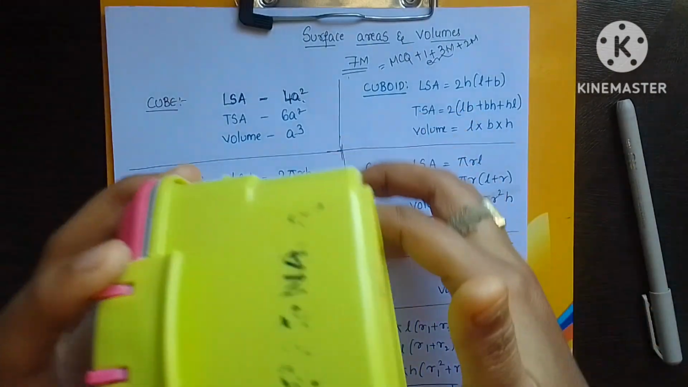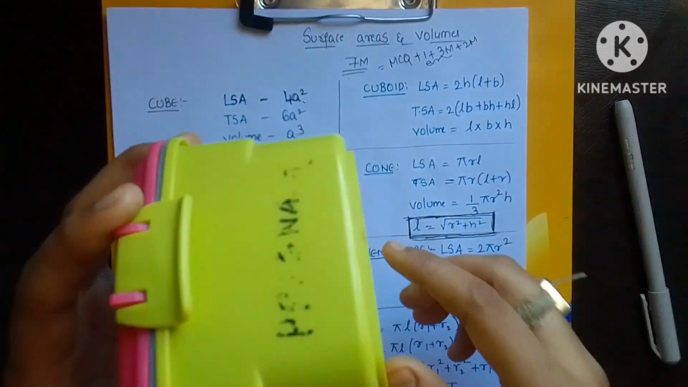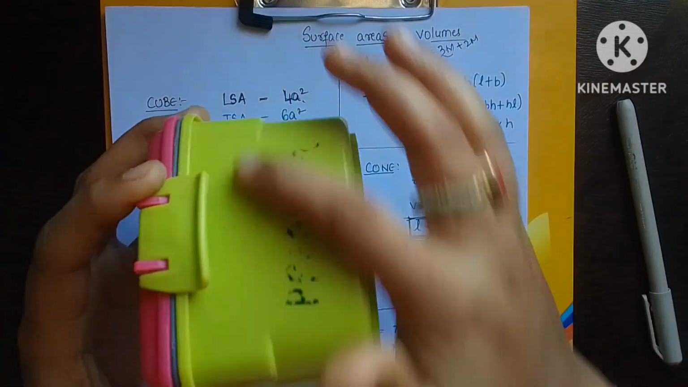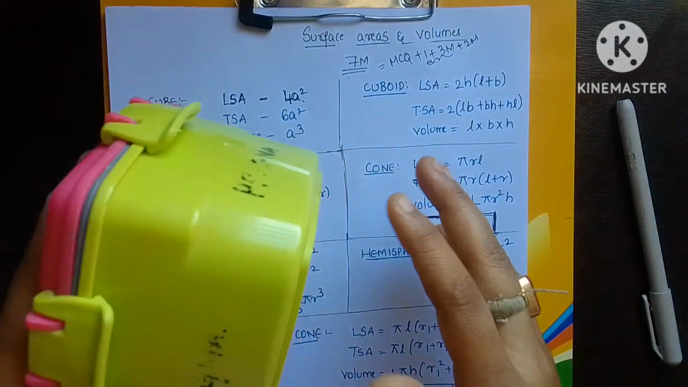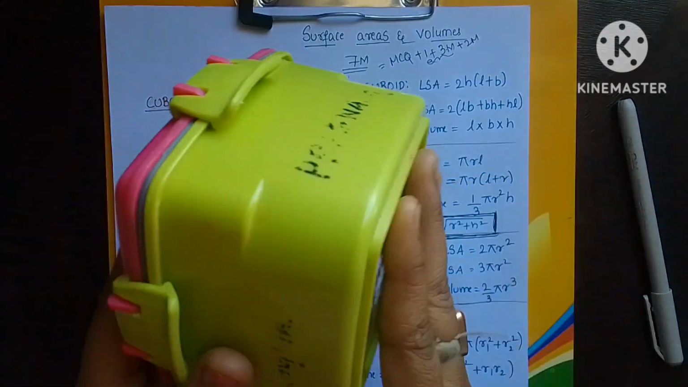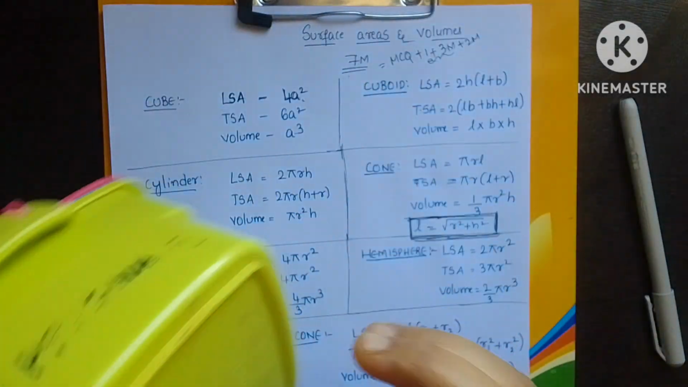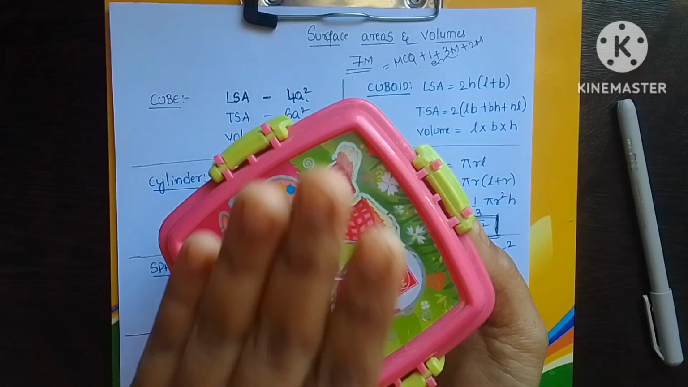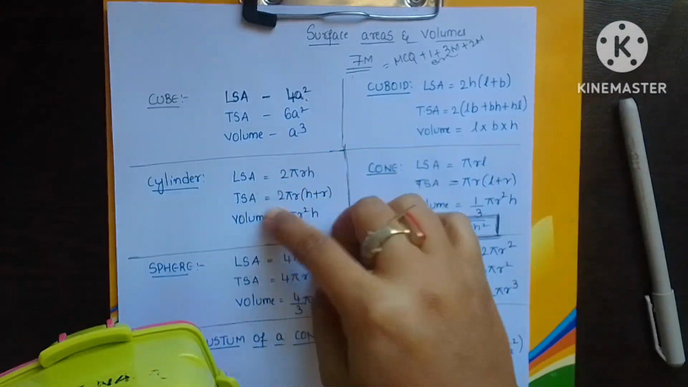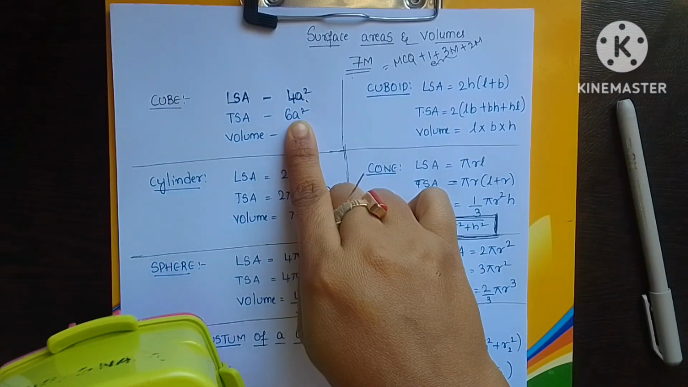So lateral surface is surrounding. Total surface area means surrounding plus top and bottom. Okay. Total surface is top and bottom and the surrounding. So 4a square we have got from lateral surface area, and top is a square and bottom is a square. So total 6a square we have got.